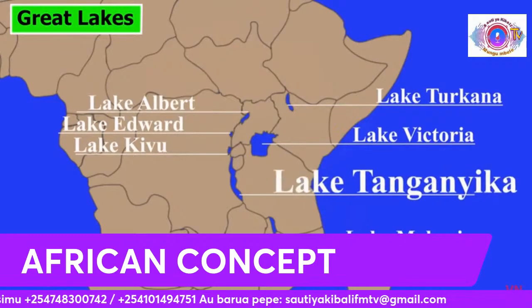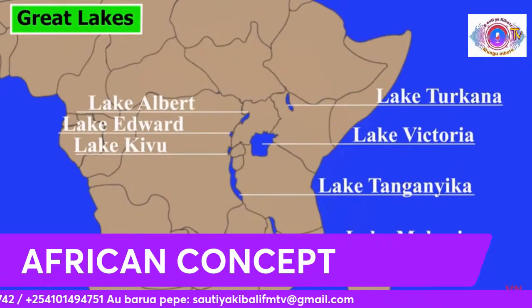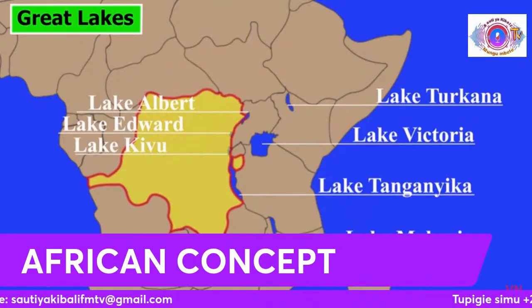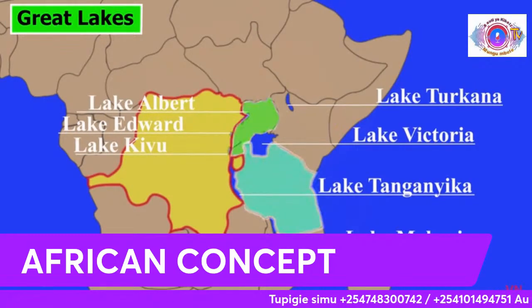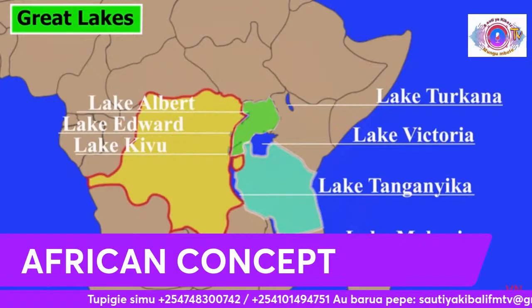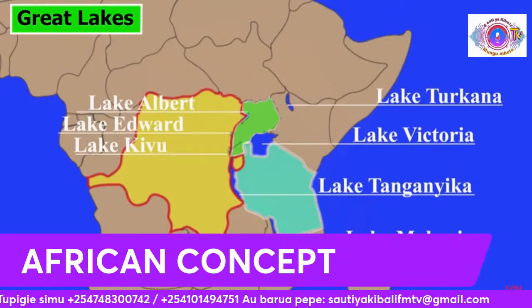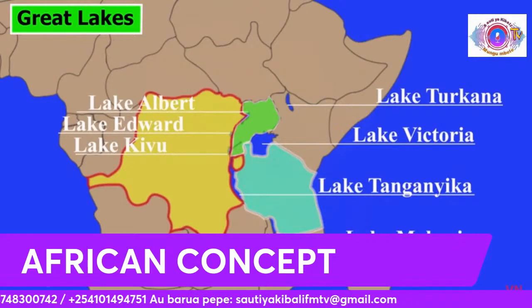Lake Tanganyika is located in Central Africa. It is divided between Burundi, Congo, Tanzania, and Zambia. Lake Tanganyika is the deepest lake in Africa and one of the deepest in the world. It is also one of the largest freshwater lakes in the world.